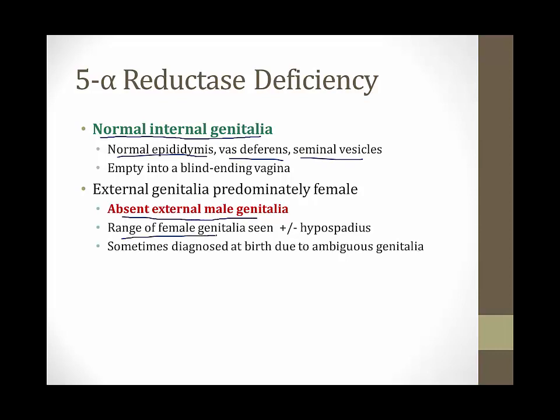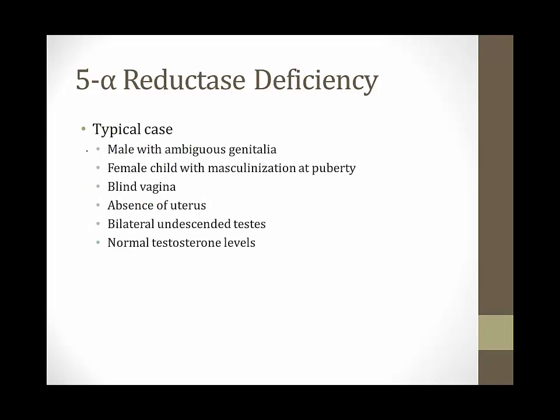There are a range of female genitalia that can be seen. Sometimes there is a hypospadias, which looks like a small penis. Sometimes this is diagnosed at birth due to the presence of ambiguous genitalia. However, other times the baby appears to be female because it's not recognized at birth that internally there are normal male structures.